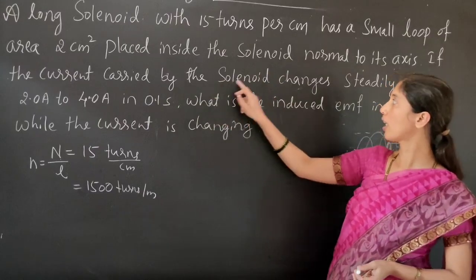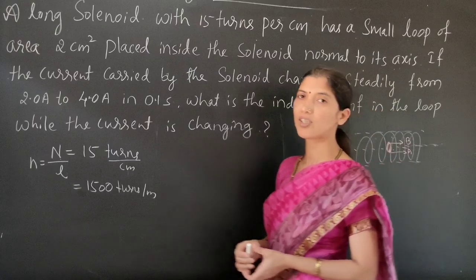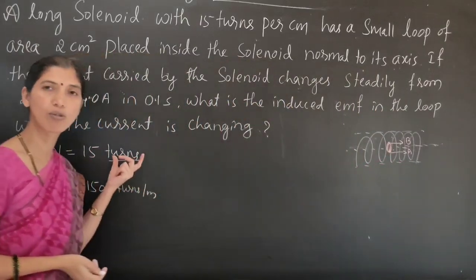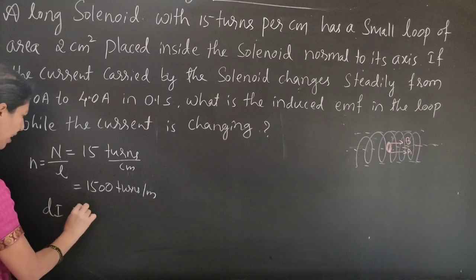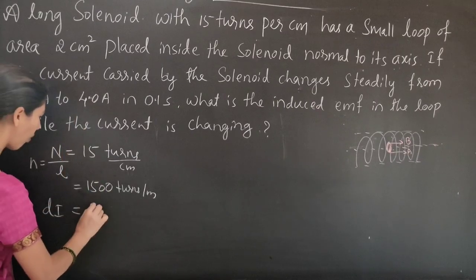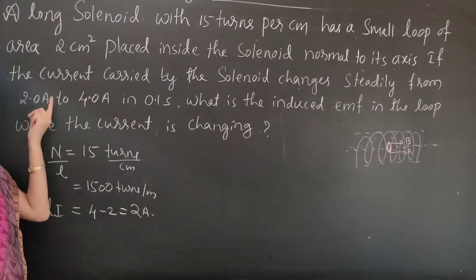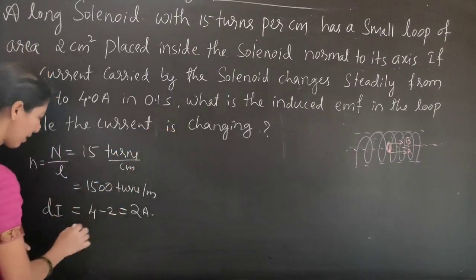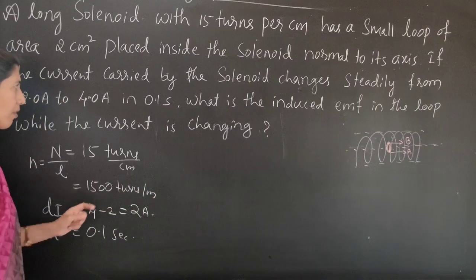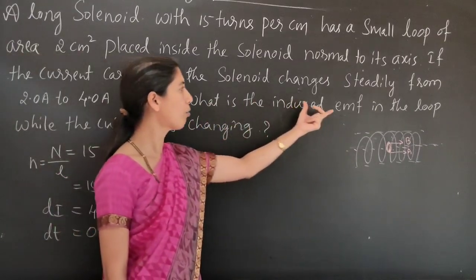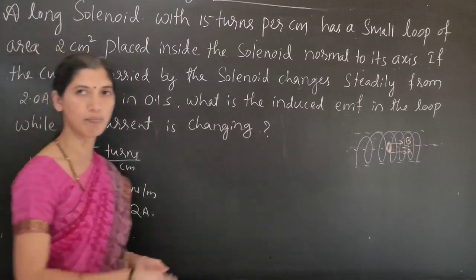If the current carried by the solenoid changes from 2 to 4 amp, starting it is 2, finally it is 4, then the change in the current di is equal to 4 minus 2, which is equal to 2 amp. Change in the current, final minus initial. This happens in 0.1 second, that means dt is equal to 0.1 second. What is the induced EMF in the loop? You have to calculate the induced EMF E.